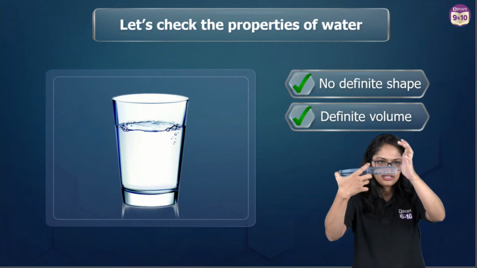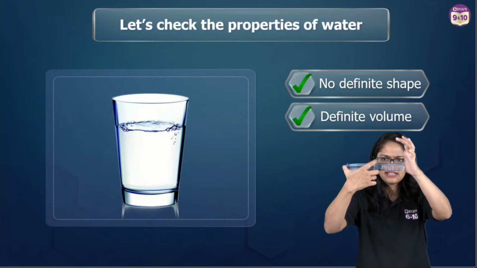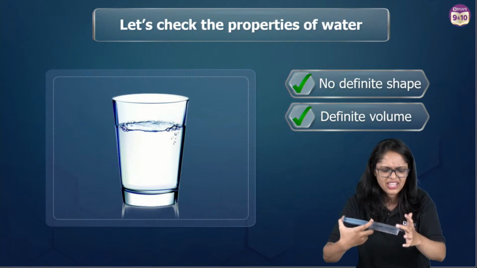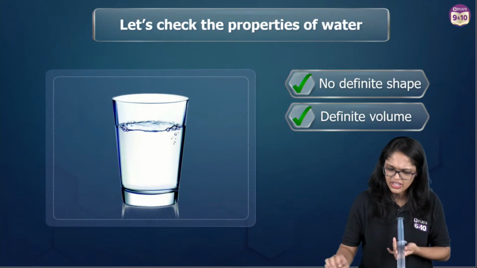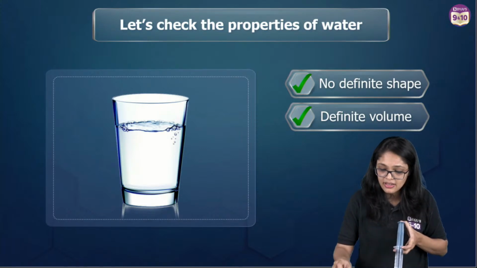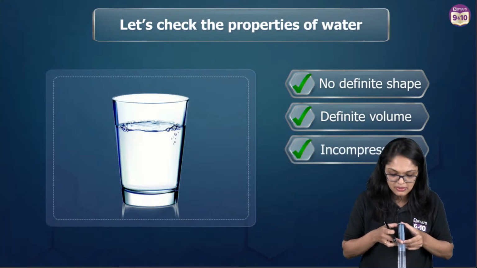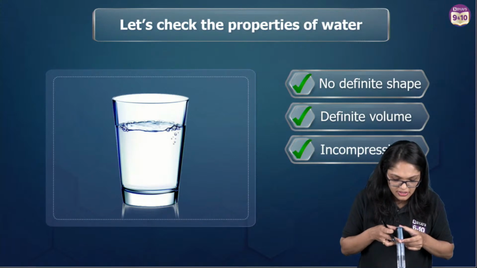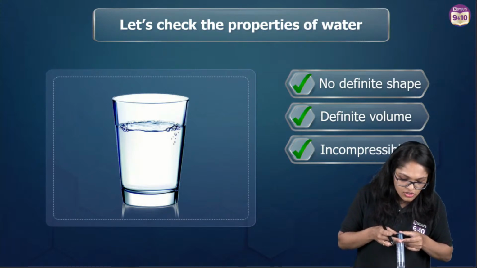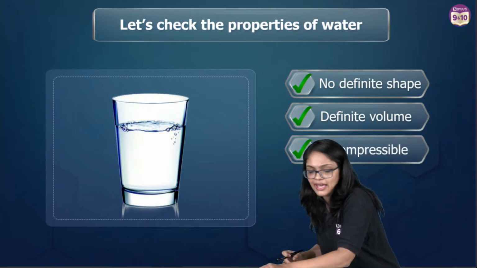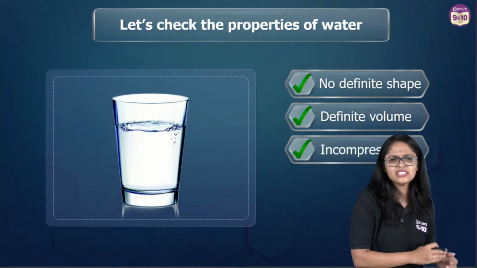Now, let me close the tip of this and I'll try to squeeze it. I'll just compress it. Do you think it is happening? It's not happening, right? So you cannot compress a liquid. That means liquid is not compressible. It's incompressible. Let me put this water back into the jar. So these are a few characteristics of water or liquid in general.